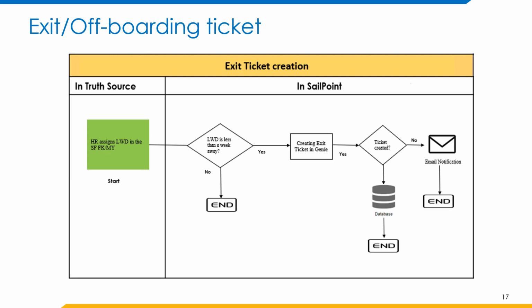Second use case is exit or offboarding ticket creation. The termination process starts with the population of the last working date of the user in the truth source, which will eventually get aggregated to SailPoint.